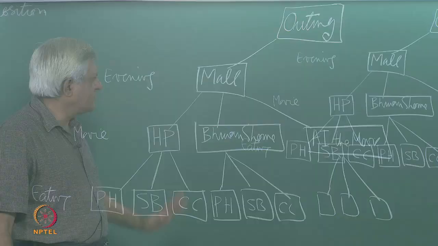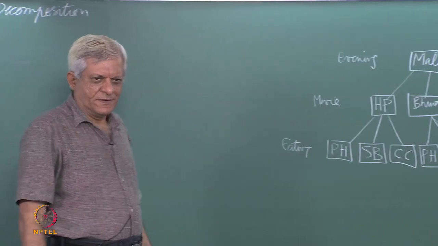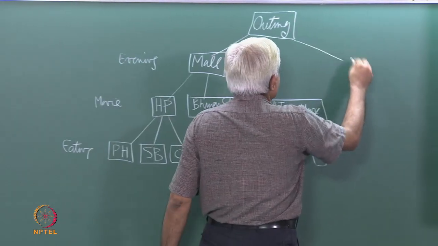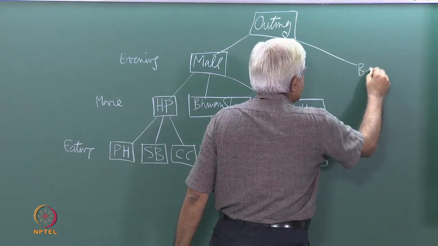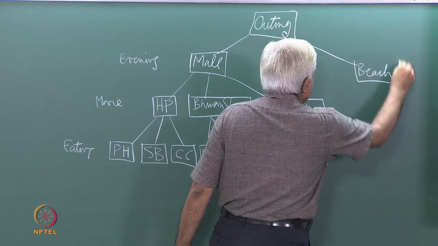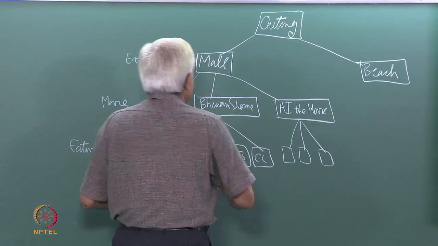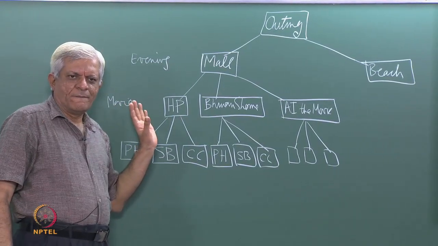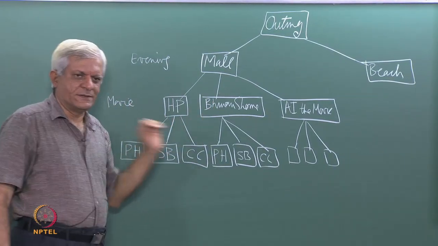And let us say at this stage you have run out of movie options as well. So, you backtrack from here and you say okay, shall we go to the beach, and then you try all the same thing again, this entire tree that is below mall you are going to explore below beach again essentially.